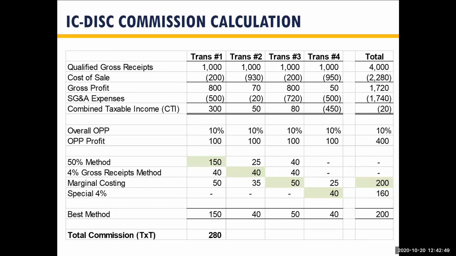Now we go to the last one, transaction 4. And on this one, we lost money on this transaction. We had negative CTI, or a loss of $450. So because we have no CTI under the no loss rule, we do not get a commission under the 50% method or the 4% method. But we still have the marginal costing method that could potentially give us a commission.